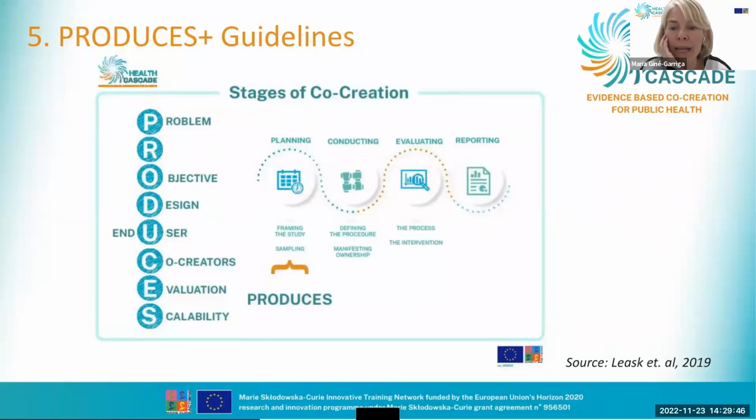It is based on an acronym, Produces, that helps frame, plan, and set in place all stages of the co-creation process. Today, we are going to walk you through this step by step in our next activity and show you how we use Produces to set a protocol for co-creation. As part of Produces Plus, we have developed a reporting template to ensure governance and transparency in co-creation. It is a straightforward checklist of information that should be made openly transparent.